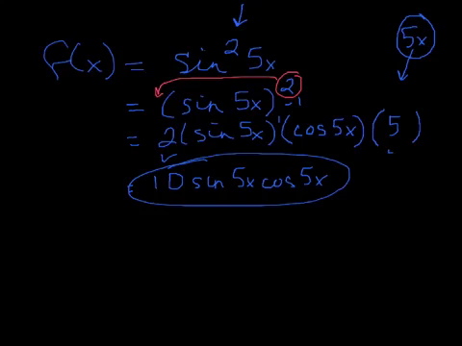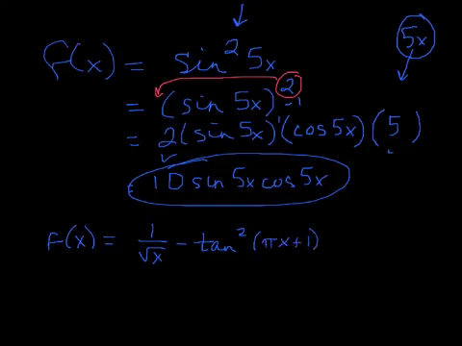Let's do another one that's a little bit sassier, I guess. All right, so let's go crazy with this one. We're going to combine a lot of different things. 1 over square root of x minus, let's say, tangent squared of pi x plus 1. That's my angle.